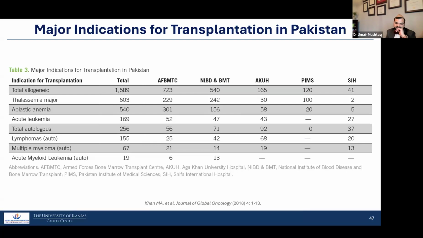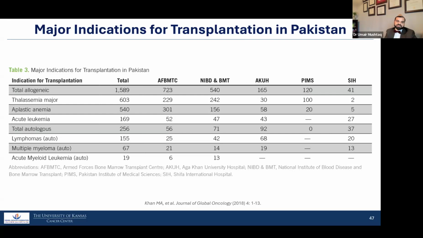This is from a paper published by Dr. Khan and group in JCO Global Oncology. And it's now a little outdated data. 2018 is now 7 years old. But they look at the transplantation indications in Pakistan. They report on 1,600 procedures, and it's still non-malignant disease, thalassemia, aplastic anemia are major indications.